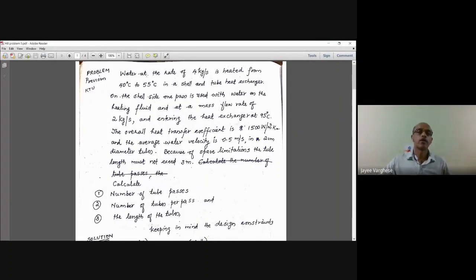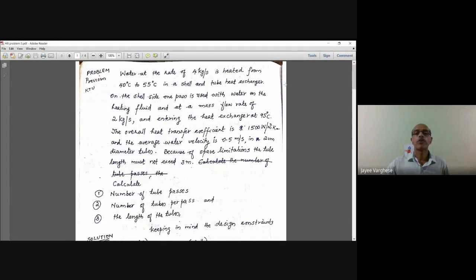Okay, today we are discussing a previous problem. This is a problem which was asked for the 2018 May examination of heat and mass transfer. I'll read the question and we will discuss how to solve the problem.